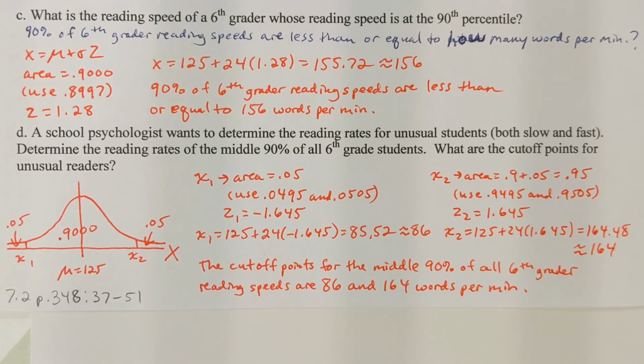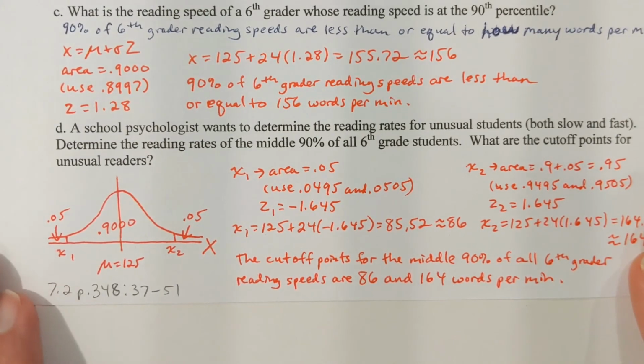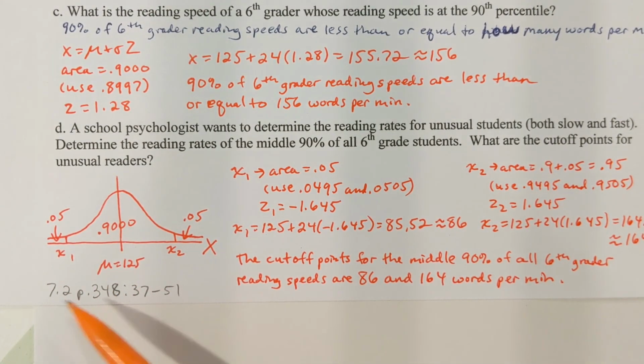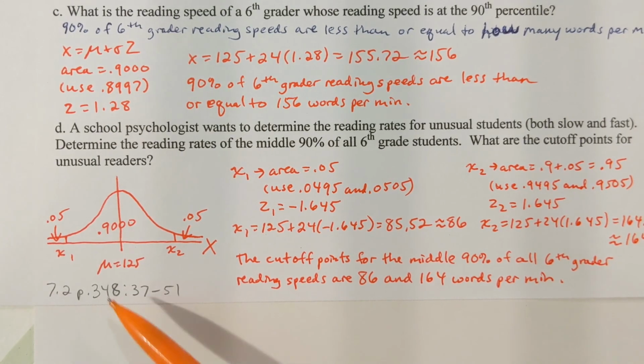Okay, we are now done with Chapter 7. There's only 2 sections that we had looked at. So the homework is, the rest of the homework in 7.2 is on page 348. You can be sure to look at the rest of these application problems.